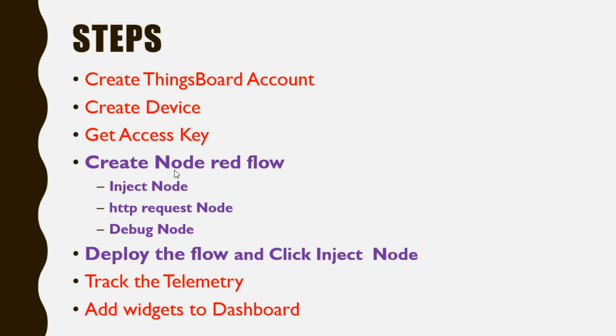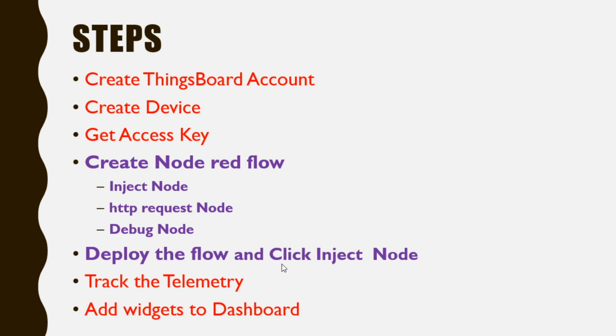Then you just come to the Node-RED flow. You just insert the inject node, HTTP request node, and the debug node. So we are going to use only 3 nodes now for our sample flow. Then after configuring the appropriate properties, we have to deploy the flow and click the inject node. So that's all the activities associated with Node-RED: we create the nodes, set the properties, deploy it, and click the inject node.